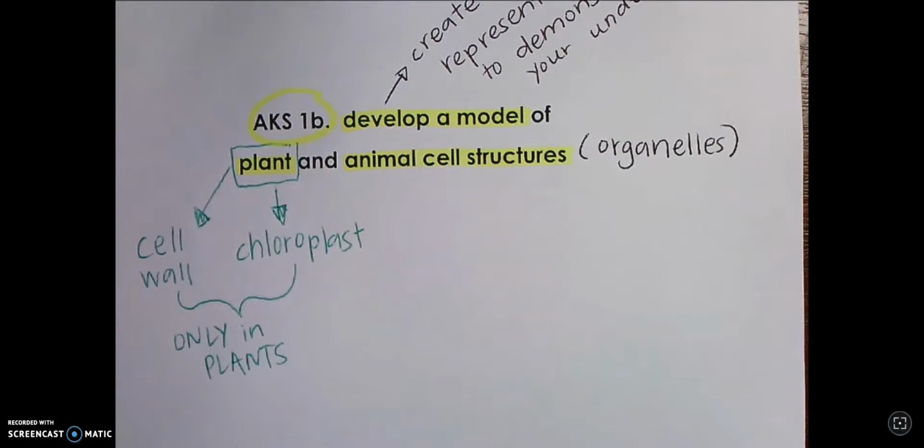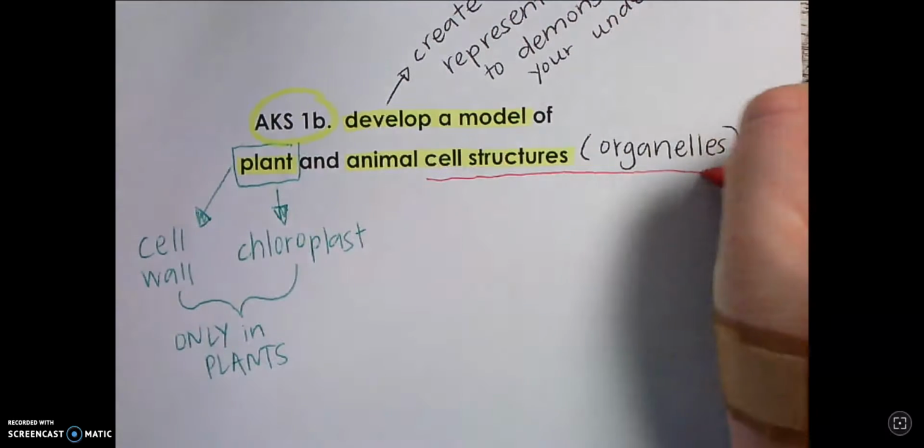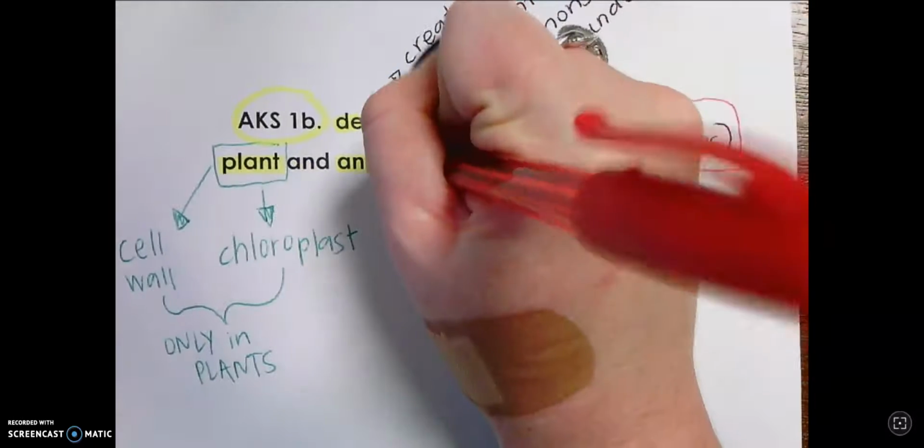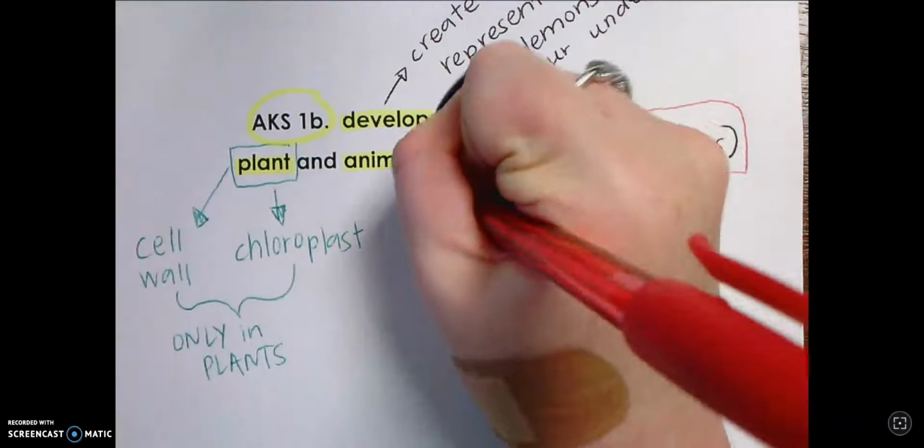We talked about a lot of organelles though, and many of them are in both. So I want to use a different color to show the organelles that are in all cells, whether they're plant or animal. So I'm going to use red here, and I'm going to put it around the words cell structures and organelles. So I'm going to draw several arrows.